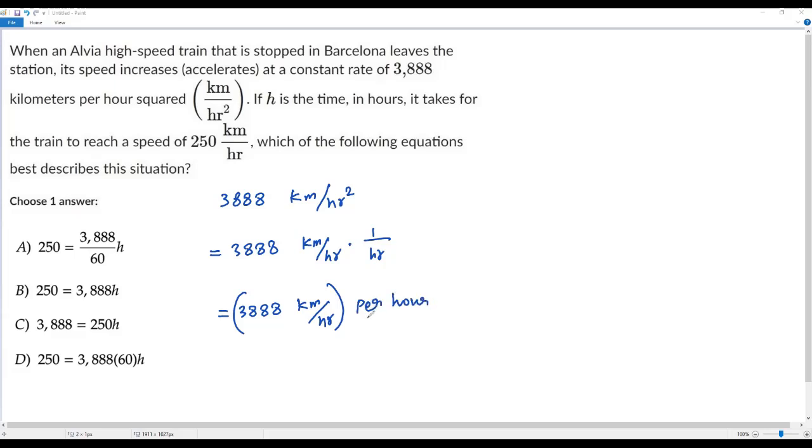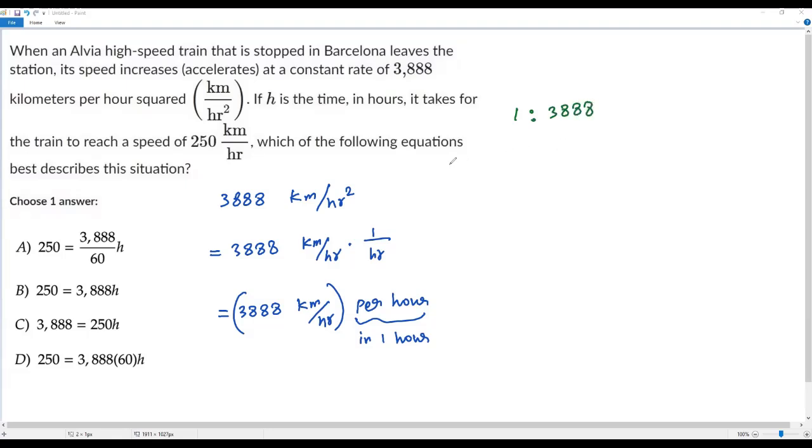That is, the train speed increases at a rate of 3,888 km per hour per hour. Once the train starts, it reaches the speed 3,888 km per hour in 1 hour. So per hour means in 1 hour. So we can write this as a ratio. That is, in 1 hour, the speed reached by the train is 3,888 km per hour.